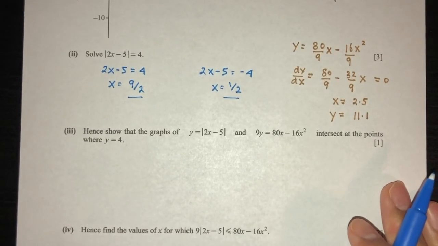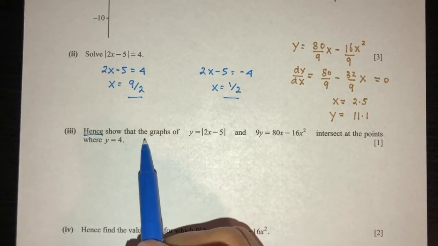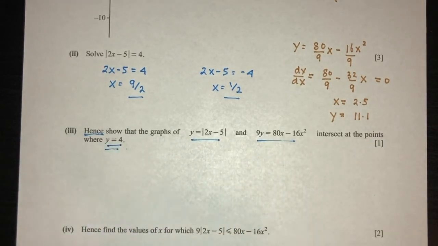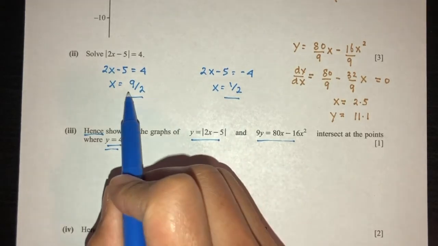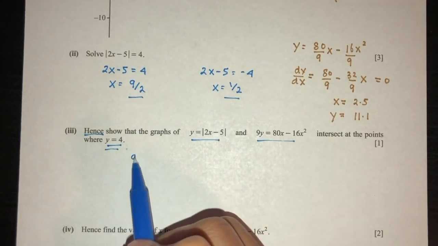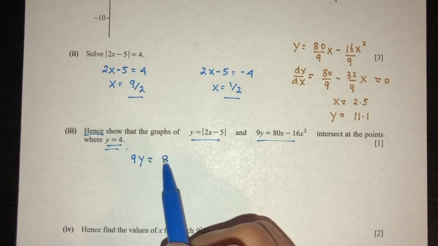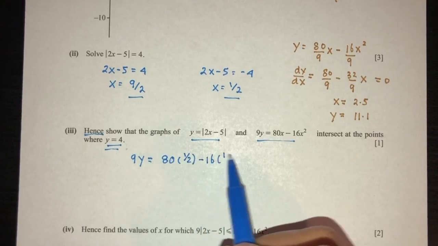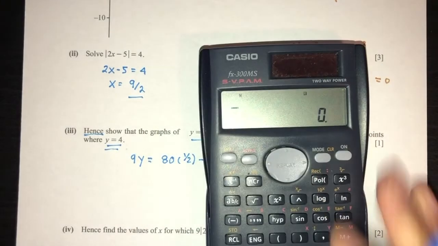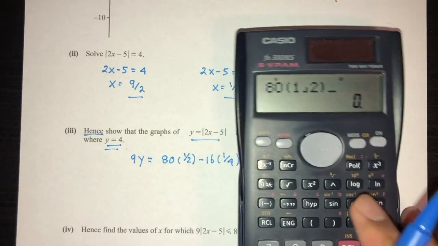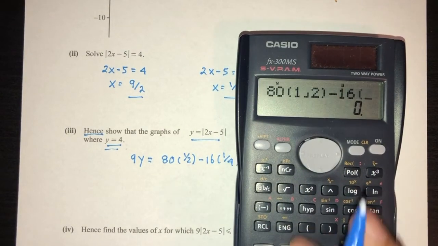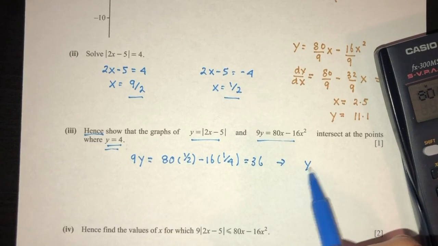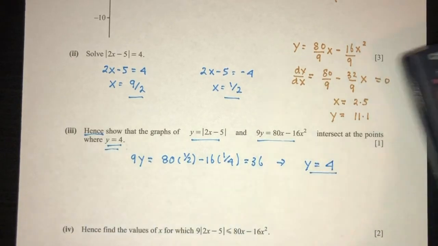Now for part 3 we have to show, using part 2, that the graph of this and this intersect at the points where y equal to 4. Pretty easy. We just have to replace the values that we found here in this. So you'll have 9y is equal to 80 times, let's choose the first one, half, minus 16 times half squared, which is 1 over 4. So you will have 80 times half minus 16 times 1 over 4, that should give you 36, which means y has to be 4. Now let's try the other point.